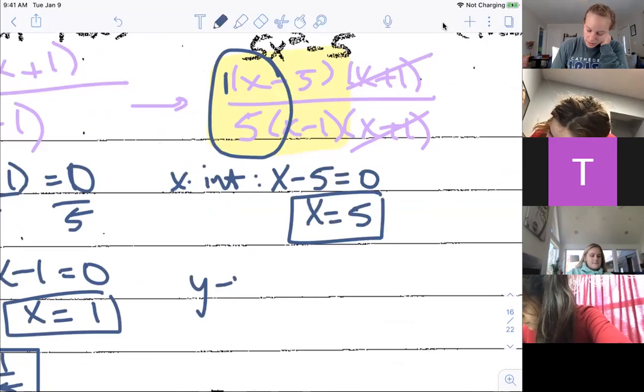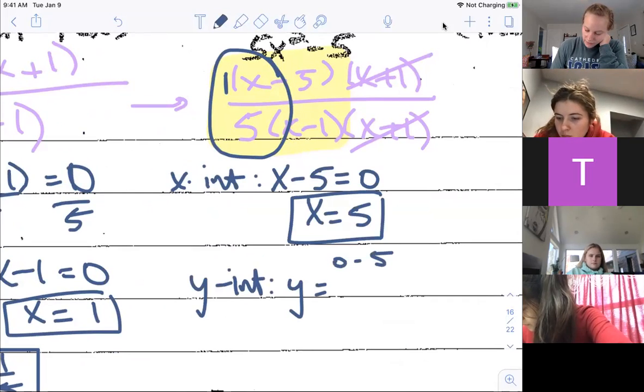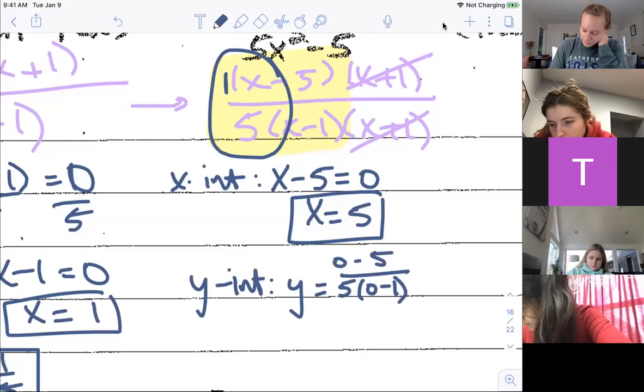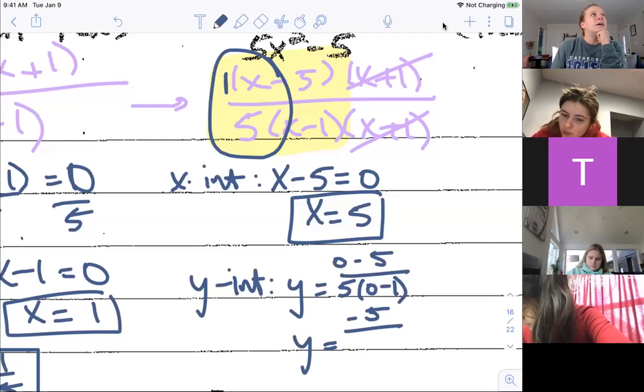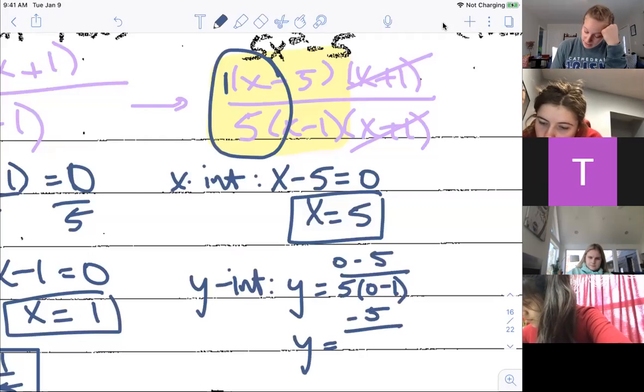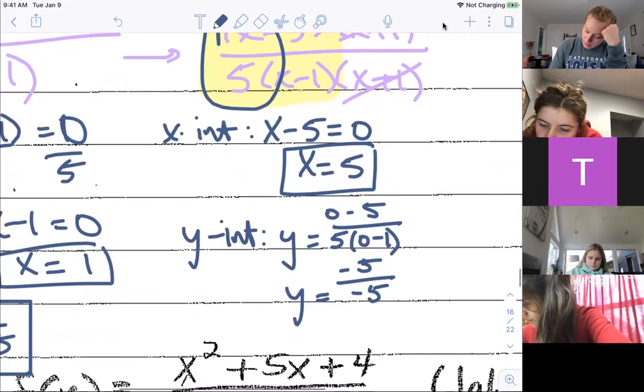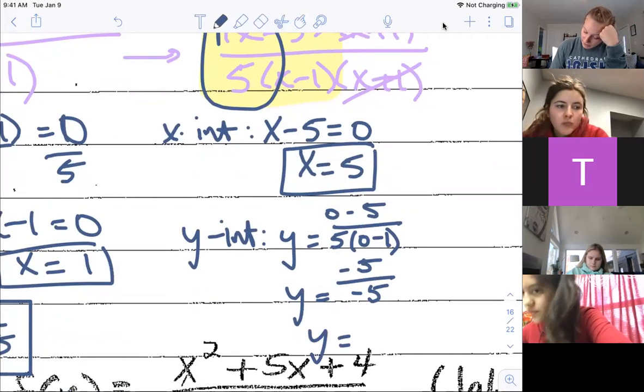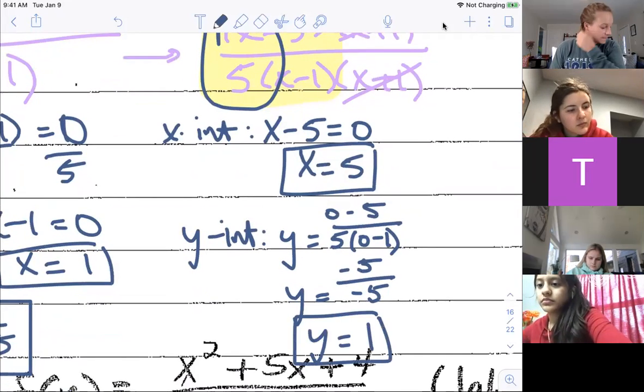Y-intercept, we plug 0 in for the x's. So y equals 0 minus 5 over 5 times 0 minus 1. 0 minus 5 is -5, and then 0 minus 1 is -1 times 5 is -5. And then -5 divided by -5 is +1.